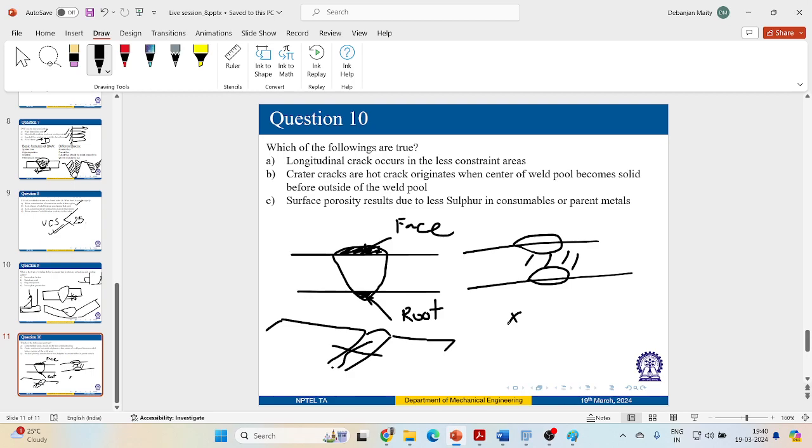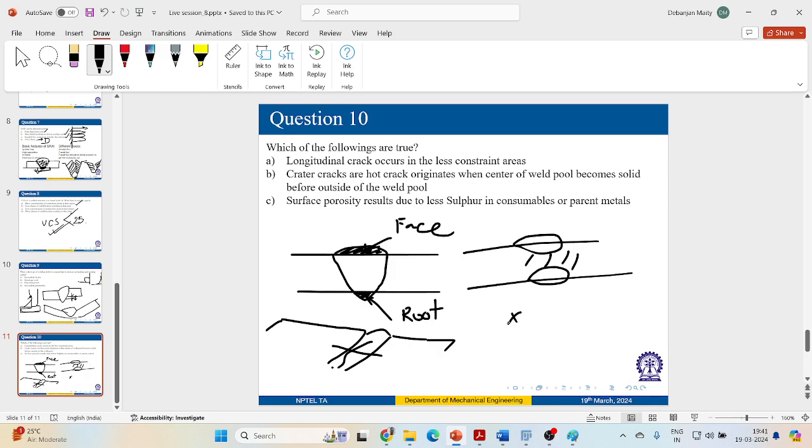Those are very fundamental crack formations in any fusion welding technique, right? Then depending on the location, it can generate in the throat area of your fillet joint, right? So if my longitudinal crack is getting generated in my throat area, it will be called a throat crack. So those aspects are there.